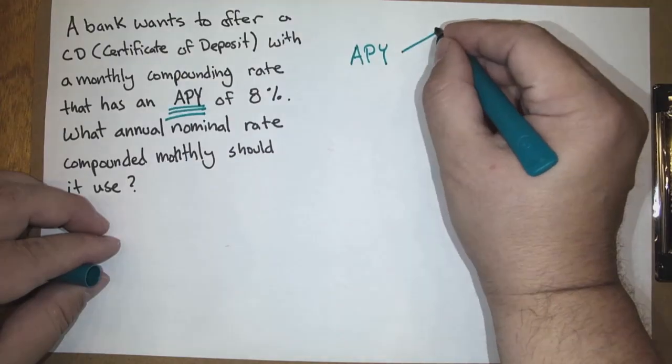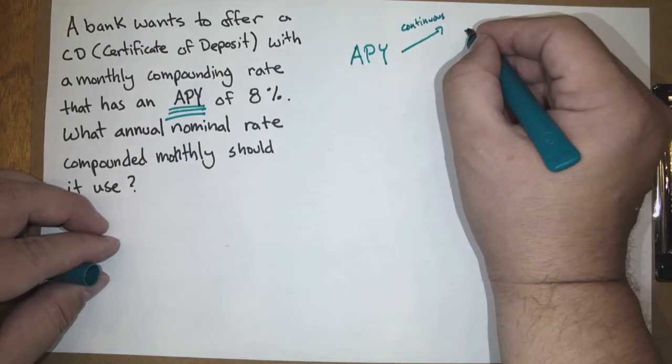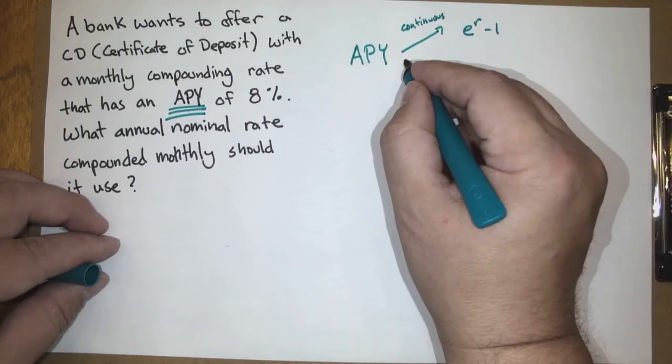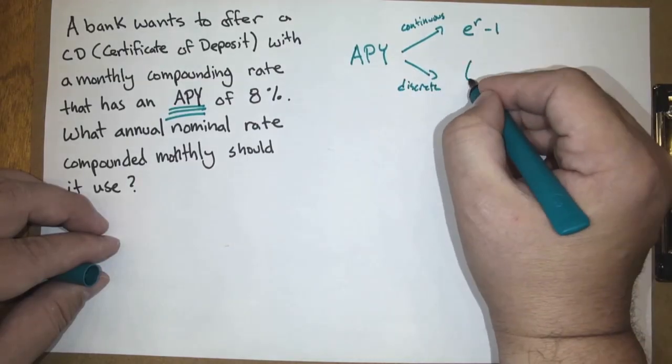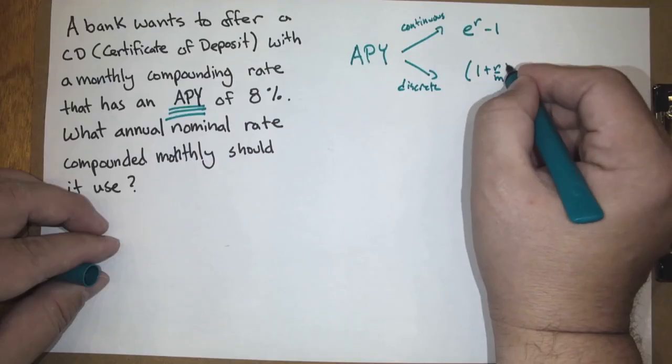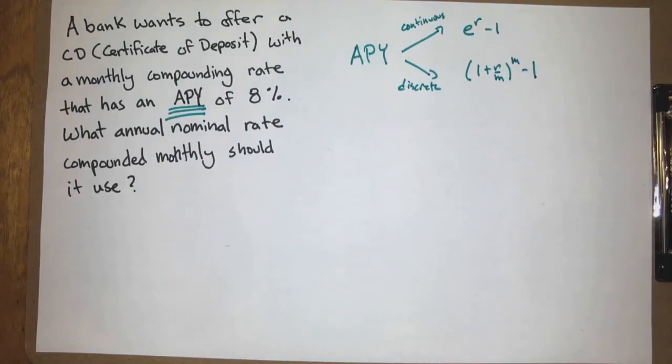Right, so if we were continuous, we'd use e to the r minus 1. If we're discrete, we use 1 plus r over m to the m minus 1. So which version are we in? And how do we know? Is there any clue, a word that might help guide us?